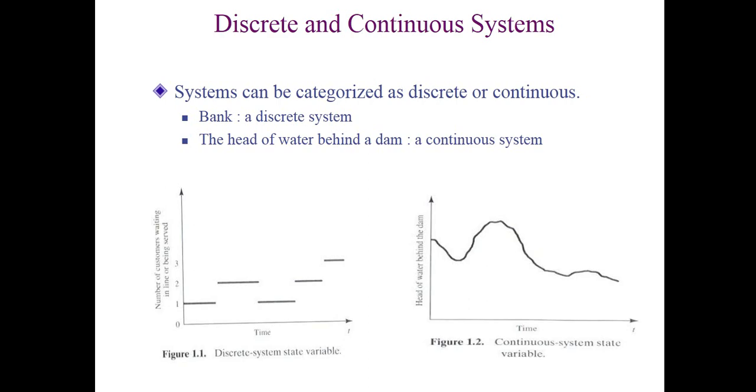There is one customer in the bank, but at 11 a.m. there are more than one or two customers in the bank, and then in the afternoon there are no customers in the bank. So the state of the system is actually discrete. Okay, so that's why it's called a discrete system.